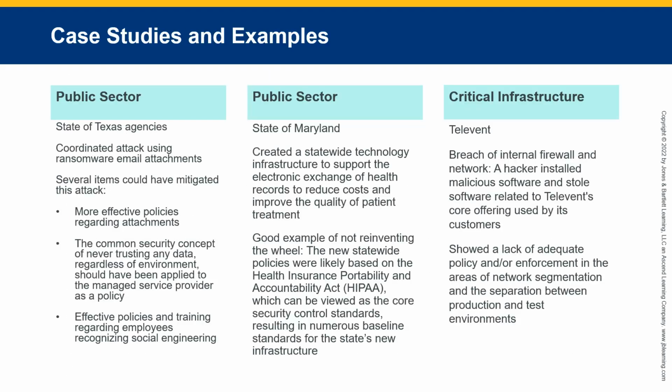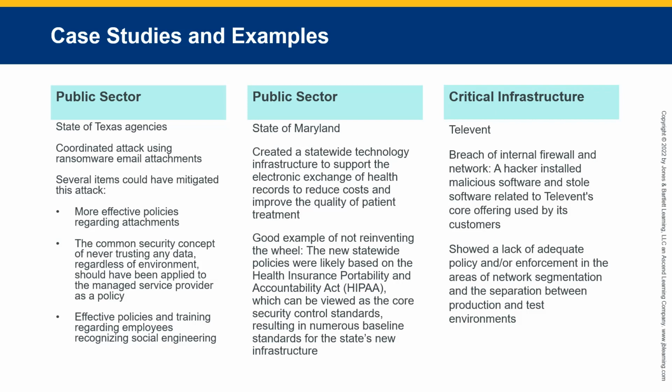Here are some case studies and examples. From the public sector, you've got State of Texas agencies, a coordinated attack using ransomware in email attachments. Several items could have mitigated this attack. More effective policies are needed regarding the attachments, and the common security concept of never trusting any data, regardless of environment, should have been applied to the managed service provider as a policy. Effective policies and training regarding employees recognizing social engineering.